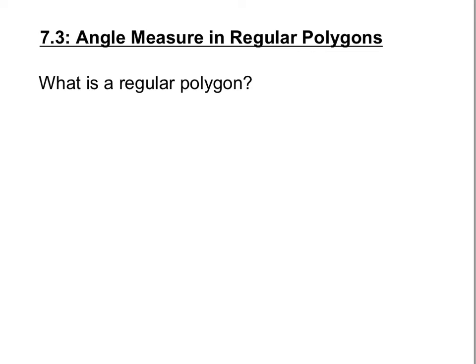Alright, you're going to do a short lesson on 7.3 today, which is angle measure in regular polygons. So what you'll be doing is finding angle measures in regular polygons, like it says, and we'll also be talking about perimeter and similar polygons, that kind of thing.